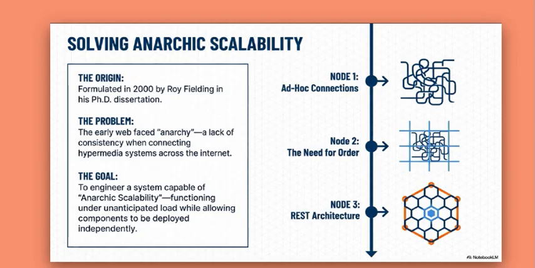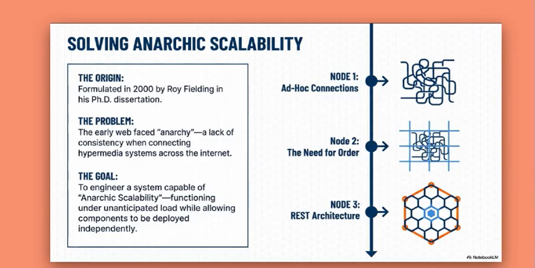Okay, anarchic scalability. That sounds like a contradiction in terms. Usually anarchy means things just break. It does sound paradoxical, doesn't it? But here's the brilliance. The goal was to engineer a system that could function under totally unanticipated loads, like a viral video hits. Or Black Friday shopping. Right. While allowing every little component to be deployed independently. You don't want to have to shut down the entire internet just to update one server in Kansas.